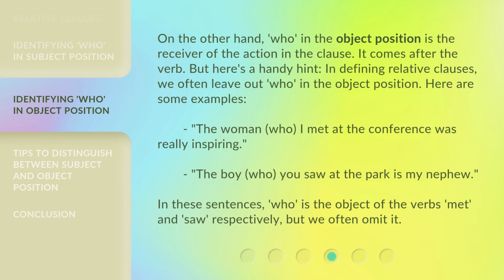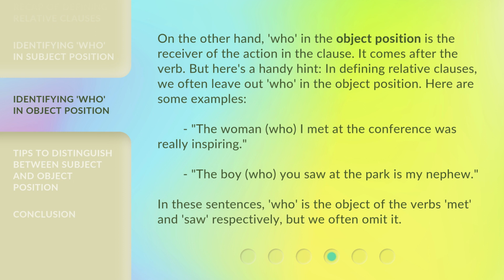On the other hand, who in the object position is the receiver of the action in the clause. It comes after the verb. But here's a handy hint. In defining relative clauses, we often leave out who in the object position.